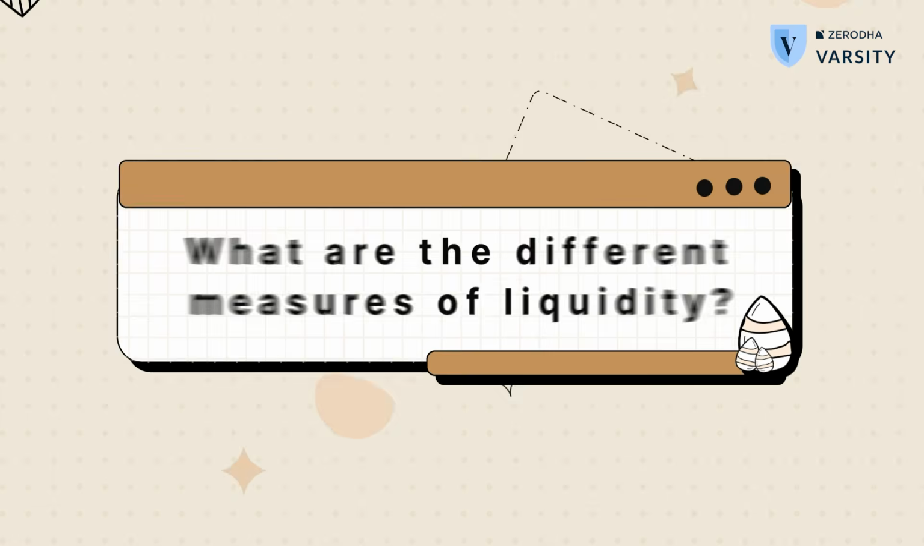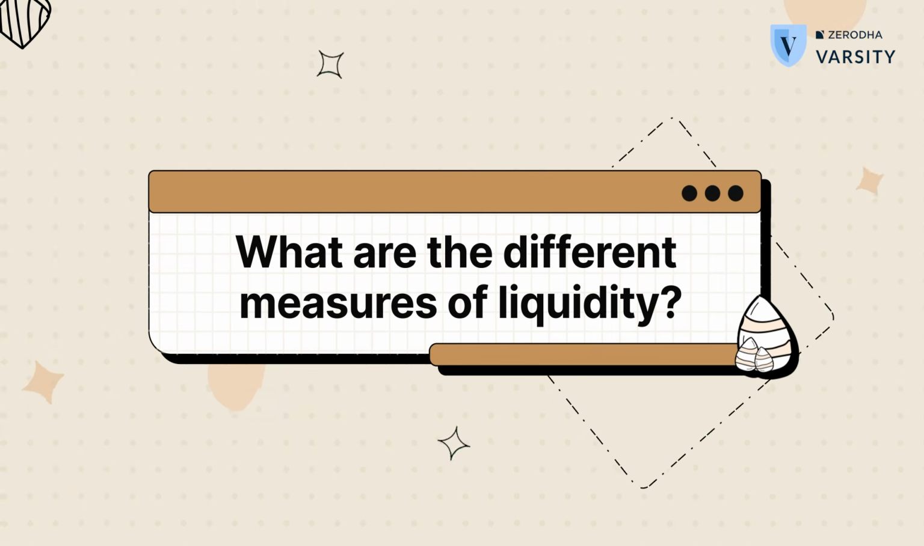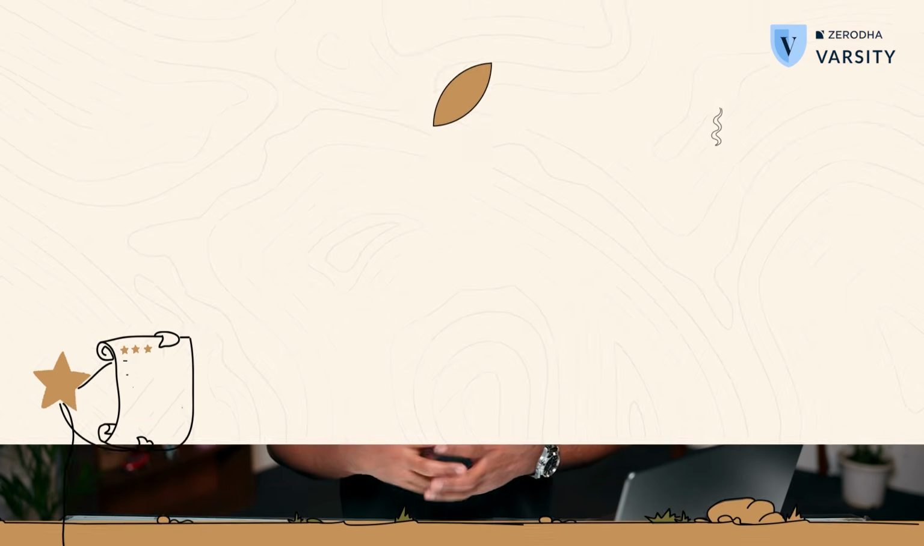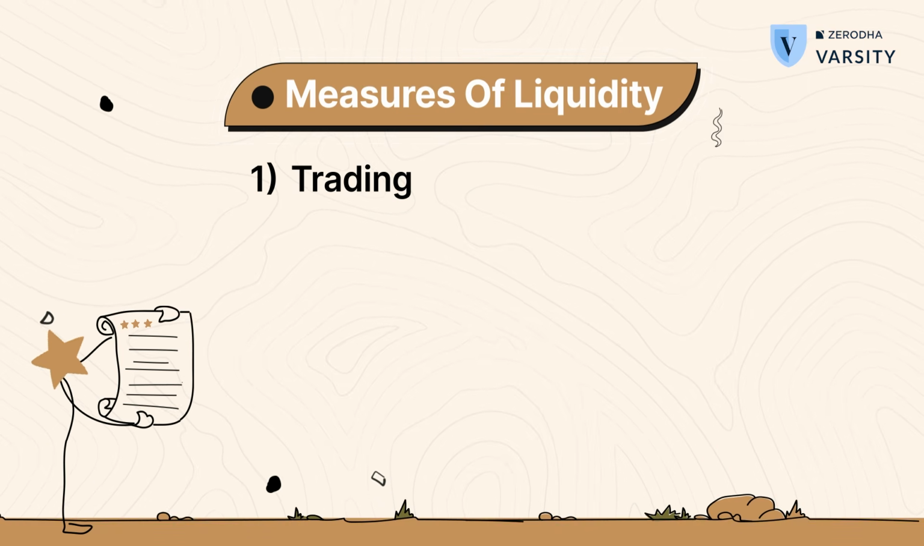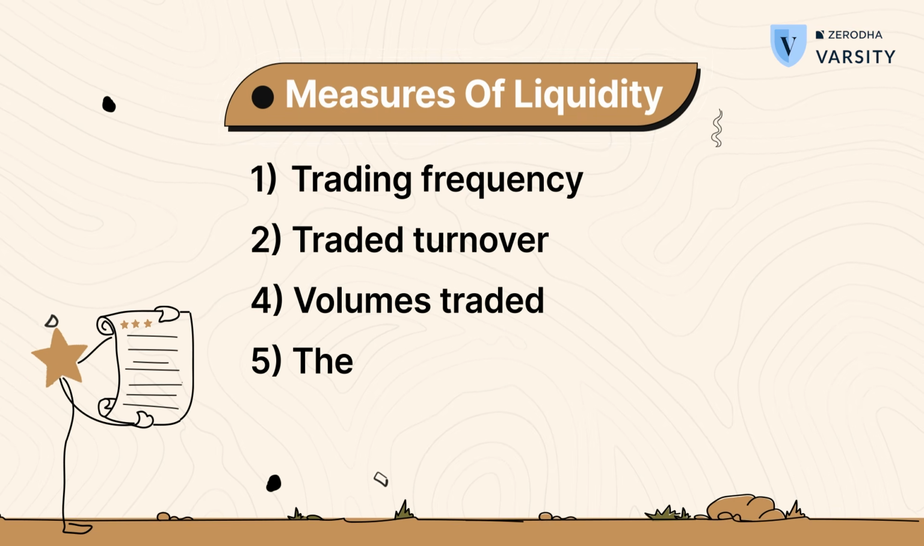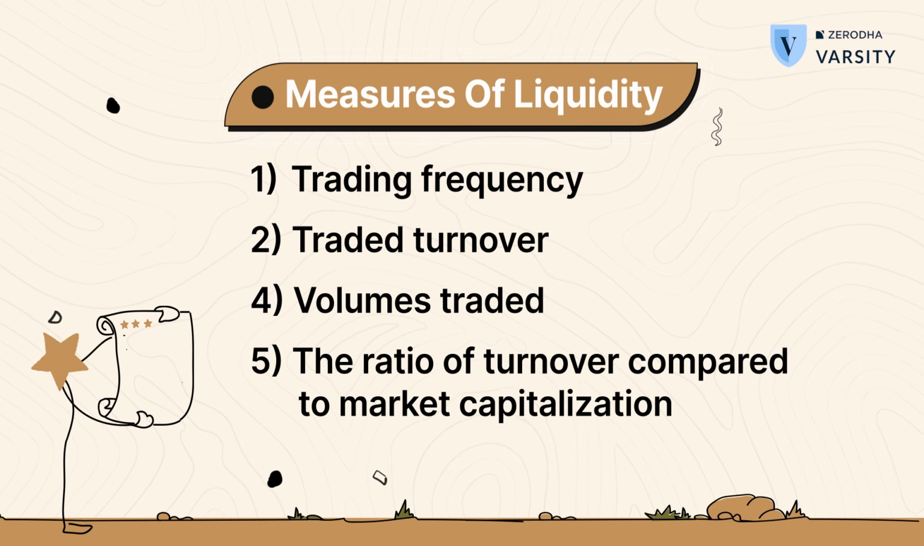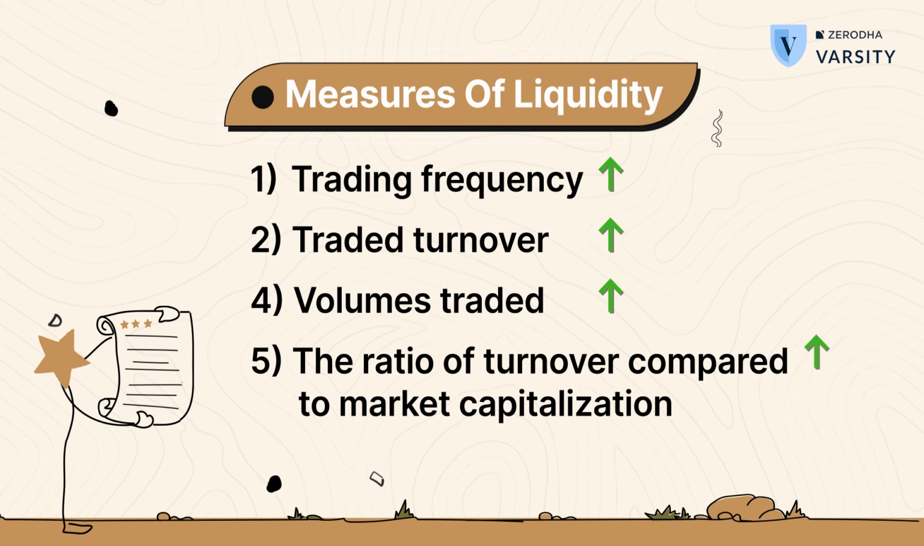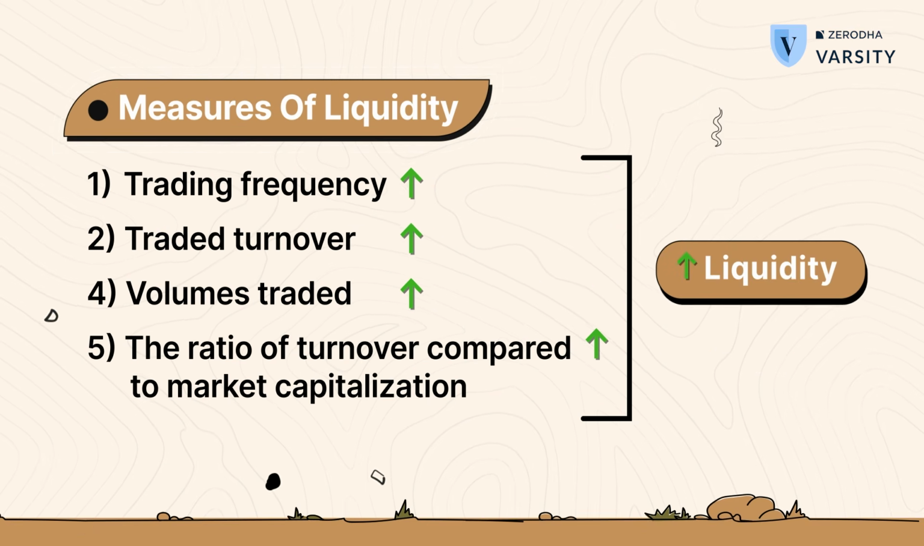By the way, since I mentioned liquidity, one of the most common questions that gets asked is what are the different measures of liquidity? Of course, impact cost is one of the measures of liquidity, but it's not the only measure of liquidity. There are 4 more ways to measure liquidity: trading frequency, trading turnover, volumes traded, and the ratio of turnover compared to market capitalization. All these 4 are measures of liquidity. Generally speaking, higher the value across any of these metrics, higher is the liquidity.